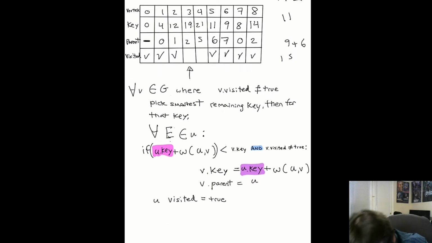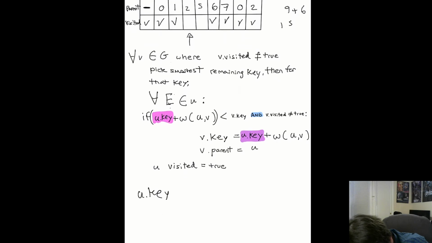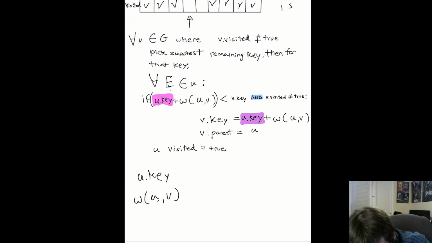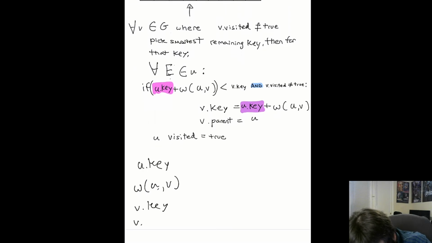We need to know U key. We need to know W(U, V). We need to know what V key is and what, I guess, V parent is technically. Okay, so let's compute all this stuff.